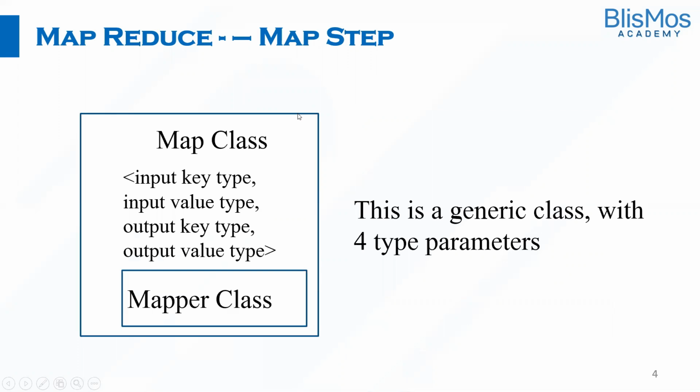That will have 4 very important type parameters, and this is a generic class. We have input key type, input value type, output key type, and output value type. When you write a map logic, take the word count. In that case, we want to take each word, for example twinkle, up, above, and then each needs to be given a value of 1. In those cases, we need to ensure that we provide these 4 type parameters: input key type, input value type, output key type, and output value type.